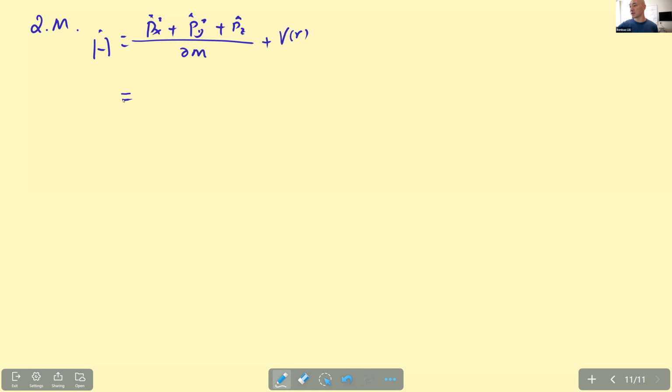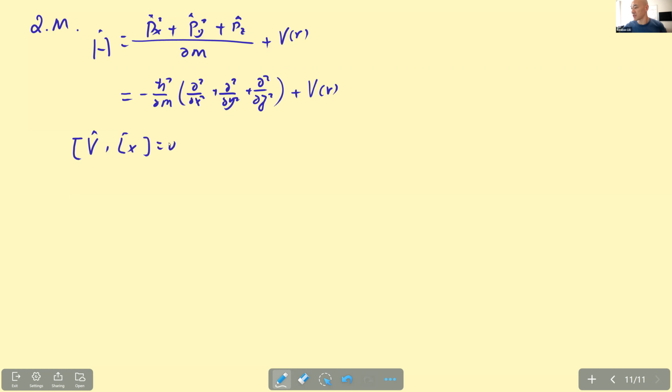And this one can be written as minus h bar squared over 2m, partial squared, partial x squared in the Cartesian coordinates. And it's easy to check. The potential with this one should be 0. And the potential with this one should be 0. And the potential with this one is 0. And so, of course.